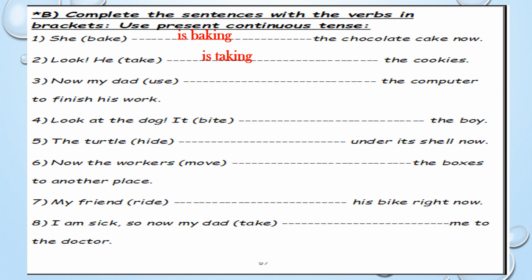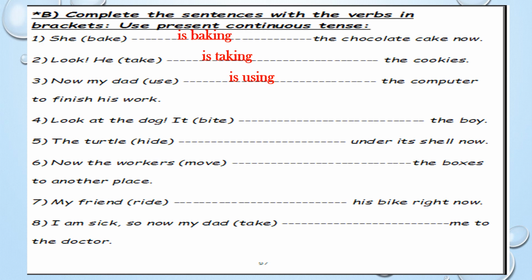Number 3. Now my dad used the computer to finish his work. Now is from the keyword. My dad takes what? Am or is or are? Is. And use ends with what? E. So we cancel the E and then we put the ing.